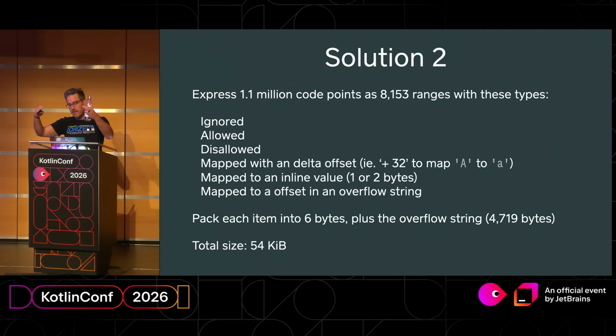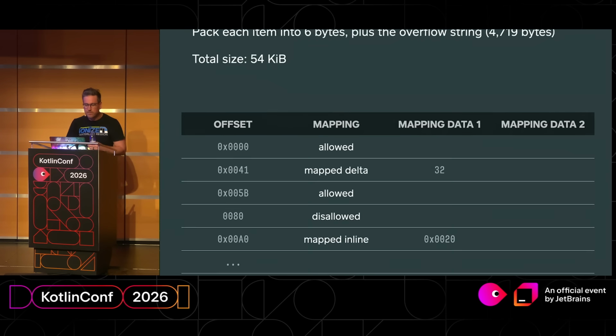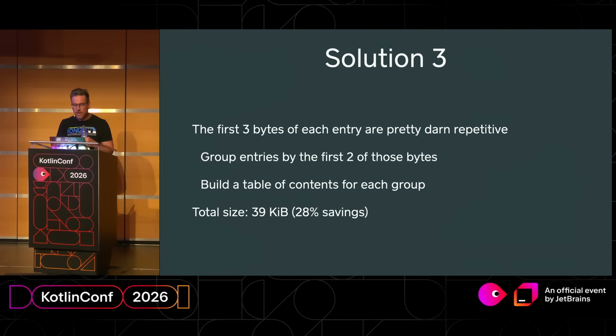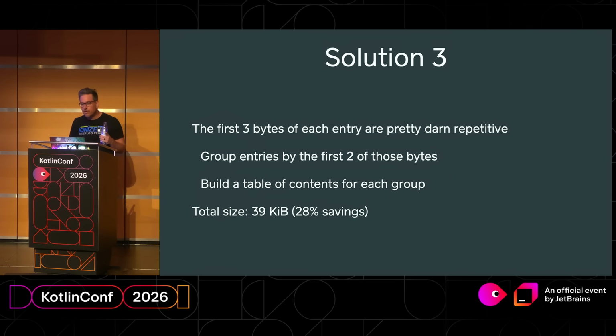And I think that's fantastic. We took our 700 kilobyte database with 1 million characters in it, and we got it to 54 kilobytes. And the table looks like this. It's just at offset 0, everything is allowed, whereas at offset 00A0, that's mapped inline to the space character. And that's just 9,000 entries, one for every one of those ranges. We can do even better than that because the first 3 bytes of every entry are just the location in the code points list. And if we group them, we basically do some offset compression. We shrink it to 40 kilobytes.